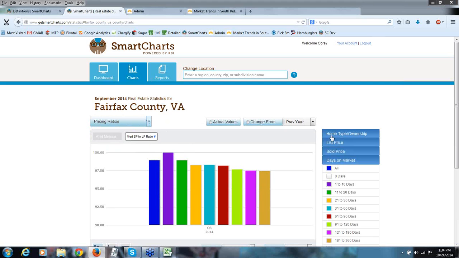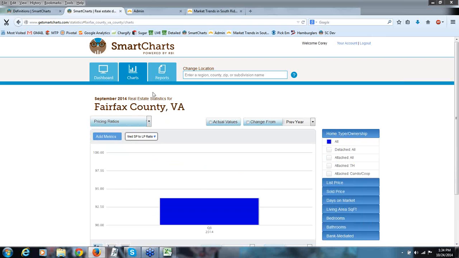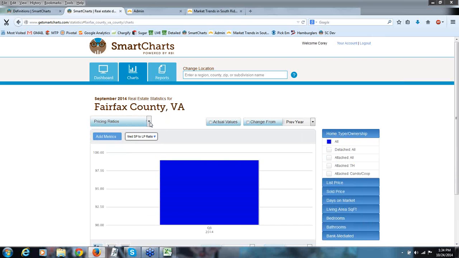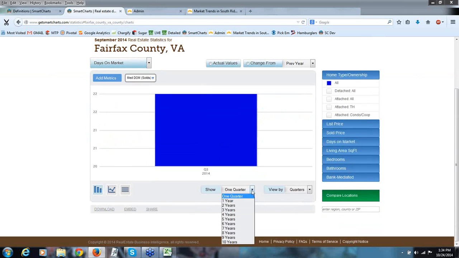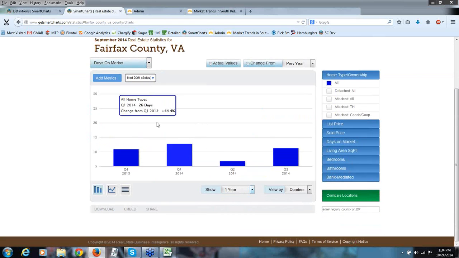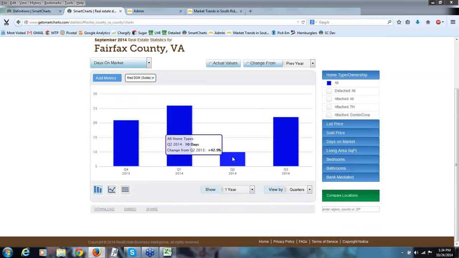Days on market, I'll switch this back and we can look at days on market. Most folks are familiar with days on market, but we have a few new metrics, and I'll show this for 1 year, just looking at 4 quarters. So median days on market, 10 days. It was down as low as 10 days in Fairfax County. It's up to 22 days, which is still very low compared to other areas.